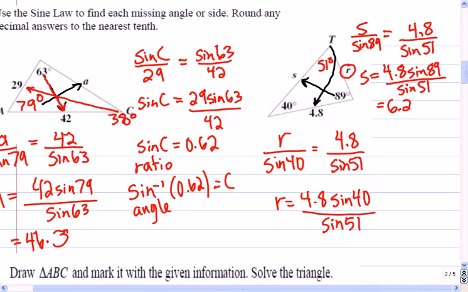So let's see where we're at now. So 4.8 sine of 40 divided by the sine of 51. So I get about 4.0 for the length of r. Any questions so far? Okay.